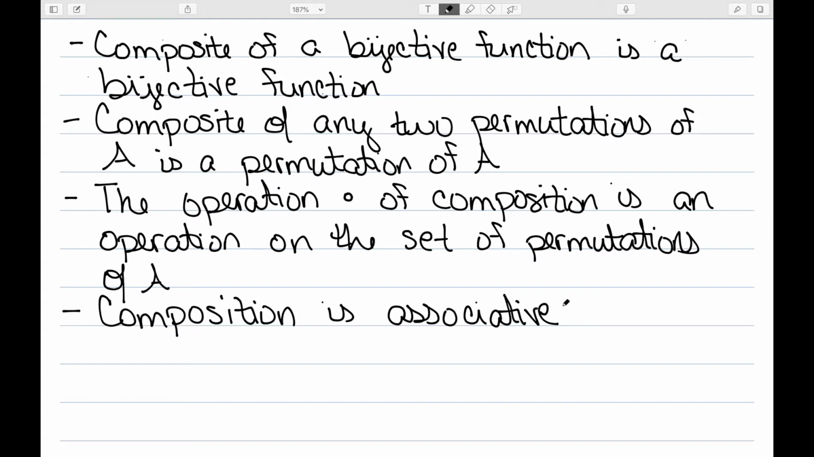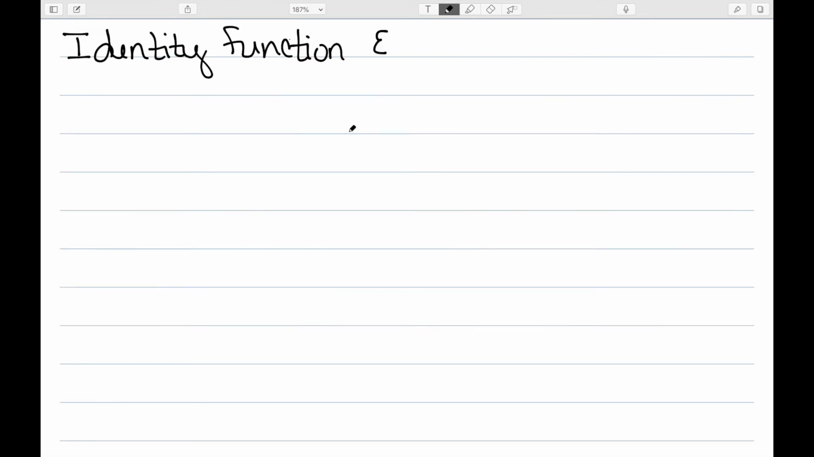In order to show this is actually a group, the next thing I would need is the identity. I'm going to denote the identity function by this epsilon. And the identity is going to be epsilon of x is equal to x. We just take an element and map it to itself. This actually tells us that f of epsilon is equal to f, and epsilon of f is equal to f, since epsilon doesn't actually change anything about this function.